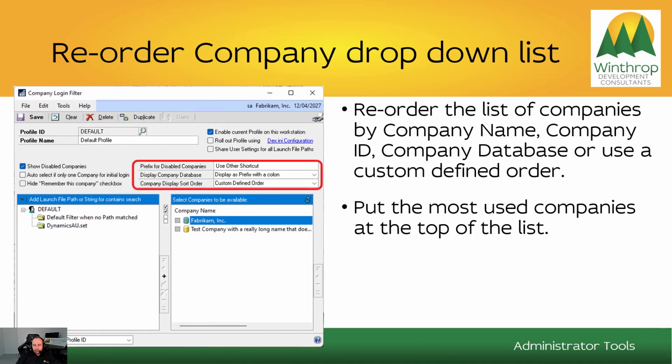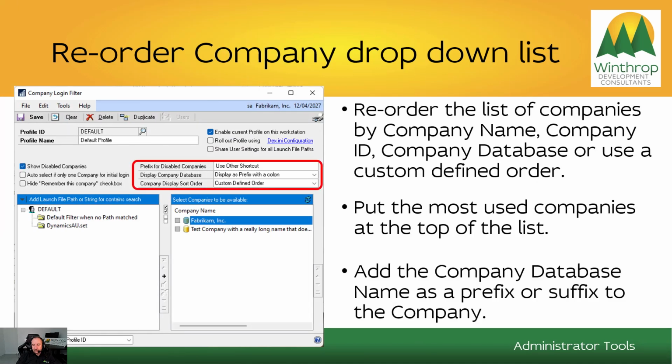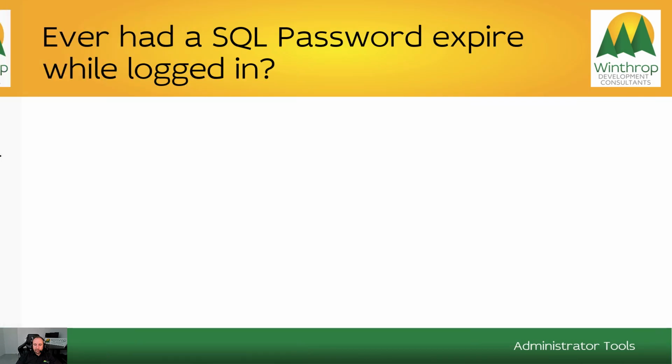If you want to change the order that companies are listed in the drop-down list, you can use the company login filter, and you can change to another order by its index, such as company name, company ID, or company database, or more interestingly, use a custom defined order where you can specify exactly what companies you want listed at the top and maybe put all your test and historical companies down the bottom. You can also add a database prefix or suffix to the company so that you can tell what the database is at a glance.